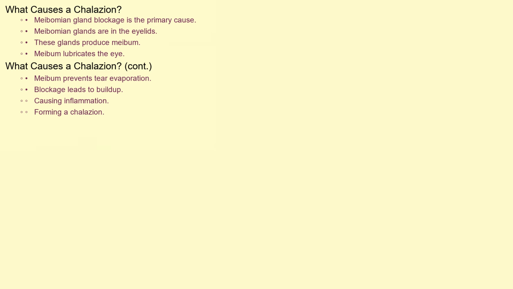So, what causes a chalazion? The primary culprit is a blockage of the meibomian glands. These glands are located in the eyelids and are responsible for producing an oily substance called meibum. This meibum is a critical component of our tears, helping to lubricate the eye and prevent tear evaporation. When these glands become blocked, the oily secretions build up, leading to inflammation and the formation of a chalazion.